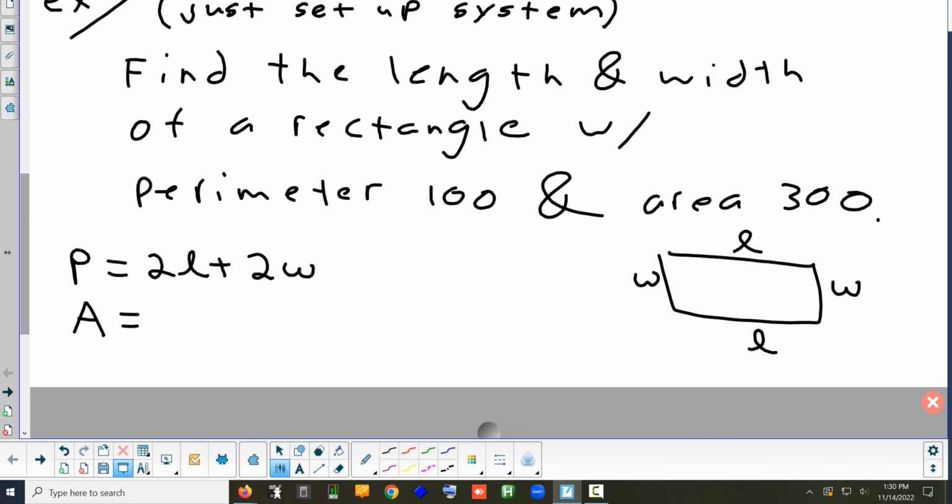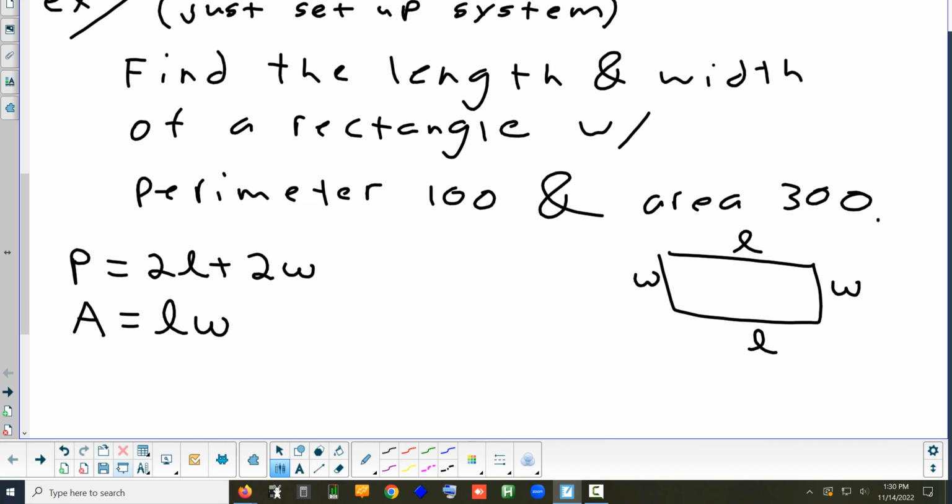And what's the formula for area of a rectangle? Length times width. So all we have to do to just set up the system, because we're going to be setting up a system with 2 equations, is fill in what they tell us. And that's it. Now this formula used L's and W's, length and width, that makes sense for a rectangle. But a lot of times we'll use X and Y.